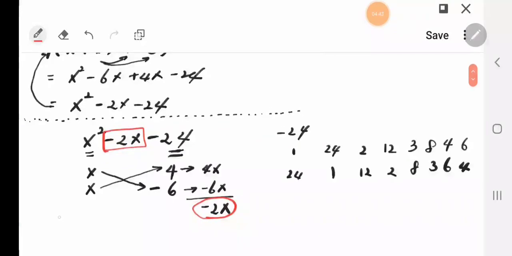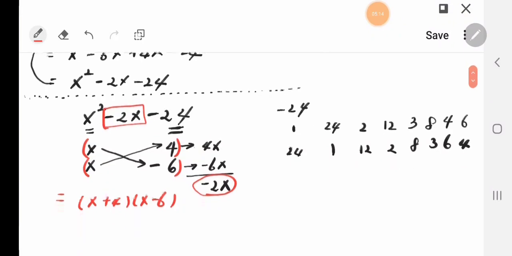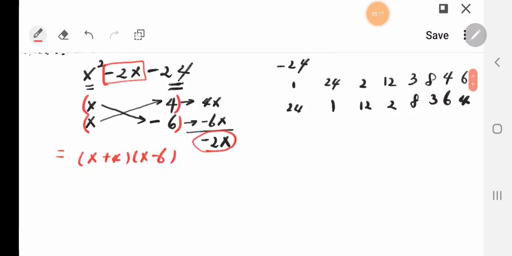So the binomials are the expression in the first line and the expression in the second line. So the first line is x plus 4, since 4 is positive, and the binomial in the second line is x minus 6. So that's it. x plus 4 times x minus 6 is the product for this trinomial. As you see, this is the same as the original, x plus 4 and x minus 6. Okay, let me try a different example so that we will understand the method.